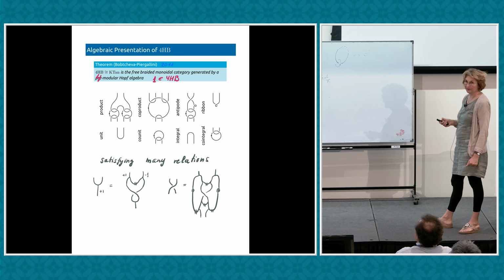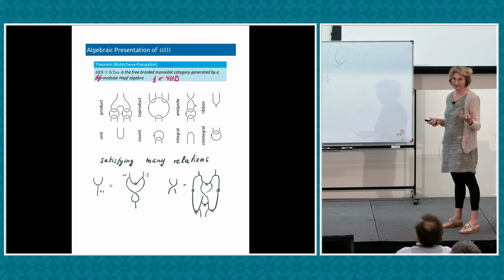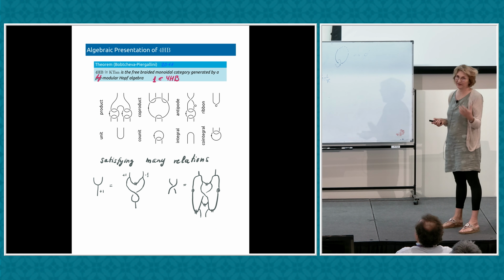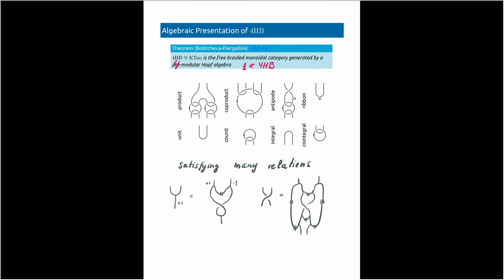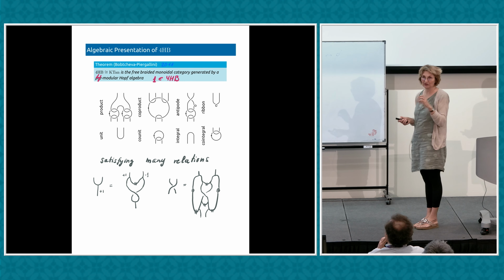handle bodies category is equivalent to the category of Kirby tangles. This is basically just a summation of the Kirby construction, so this is not very surprising. But what is very surprising is that this is actually the free braided monoidal category generated by one single object, which is just a three-dimensional one-handle body. So it's basically a solid torus. The whole category is generated by one solid torus.